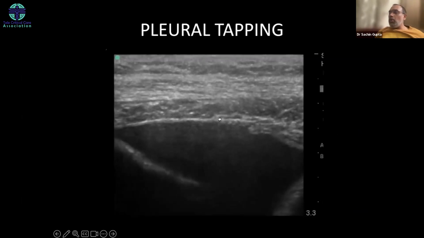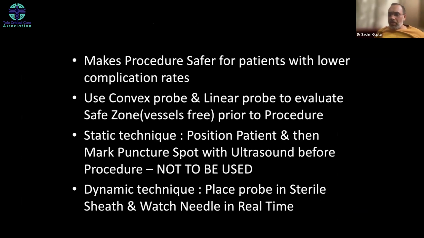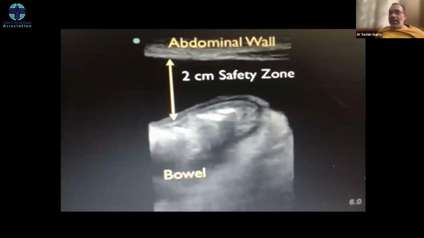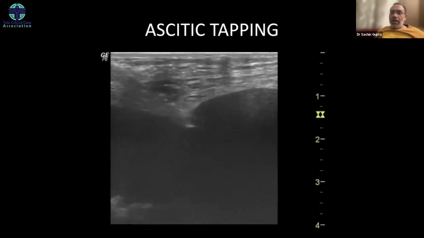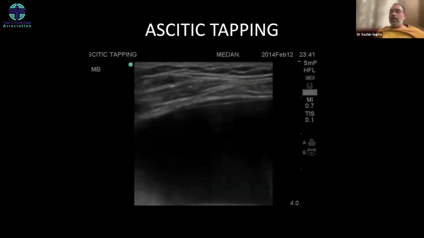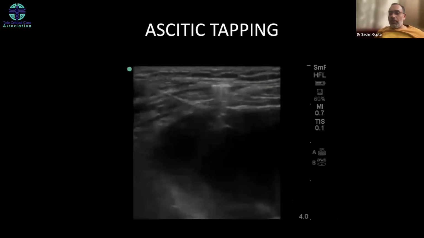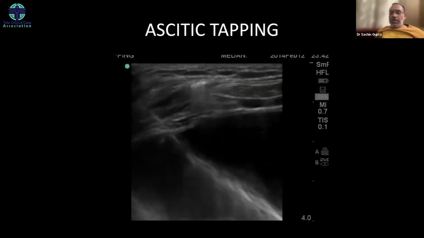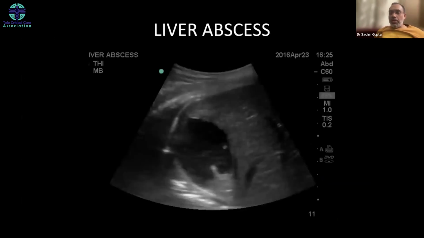And this is how we do pleural tappings and ascitic tapping. So again, no static technique to be followed. Similar principles to be followed for ascitic tapping. And again, if you can see, the needle is inserted, and then you insert your guide wire, and the drain is in place. This is the guide wire in, and then you insert your drain.